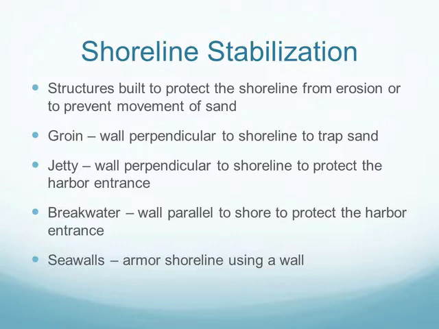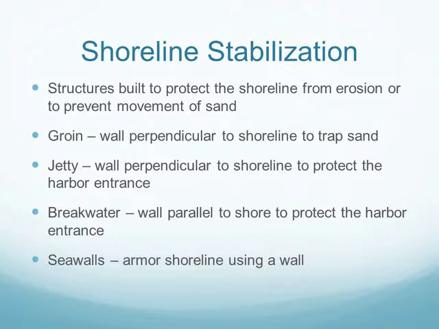So a groin is a wall perpendicular to the shoreline that traps sand. And I have images on the next slide for you to see. A jetty is a wall perpendicular to the shoreline that protects a harbor entrance. So typically you'll see two jetties. Whereas a groin is just one wall that extends out into the ocean, a jetty has two walls that extend out into the ocean.